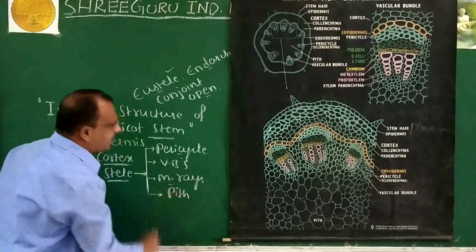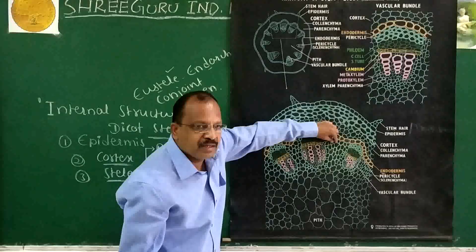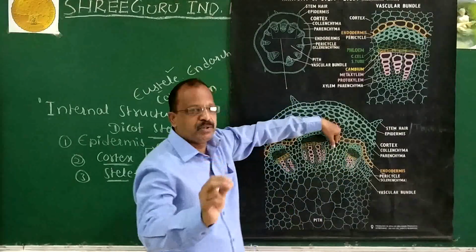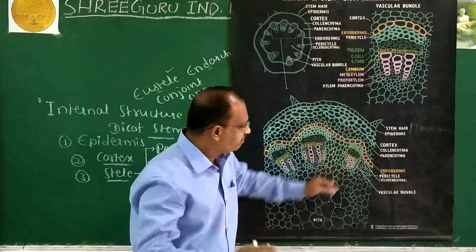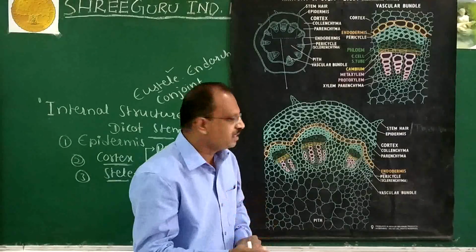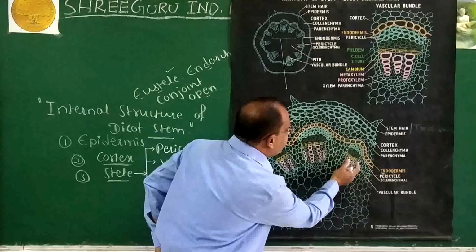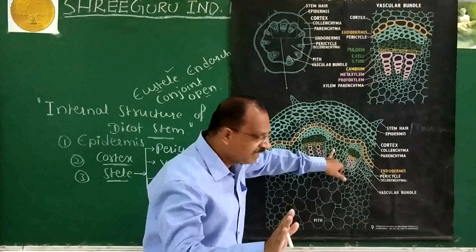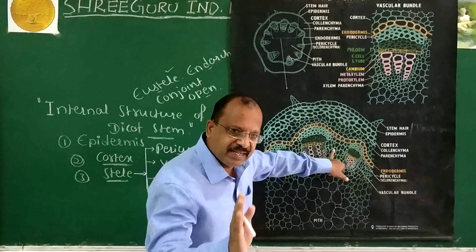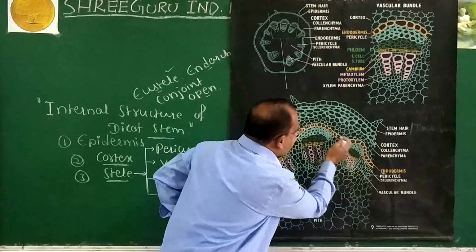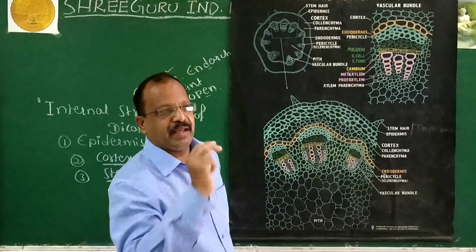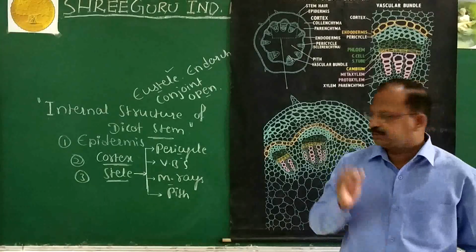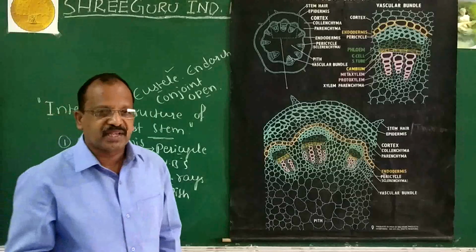Next is medullary ray. The elongated parenchymatous cells that lie in between the two vascular bundles and connect to the cortex are called as medullary ray. These are parenchyma cells which extend radially in between the two vascular bundles and connect the cortex. A question arises, what is the function of this medullary ray? They will play a significant role in secondary growth.